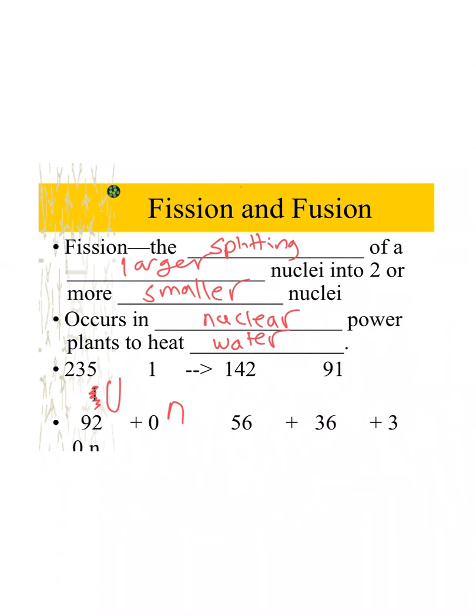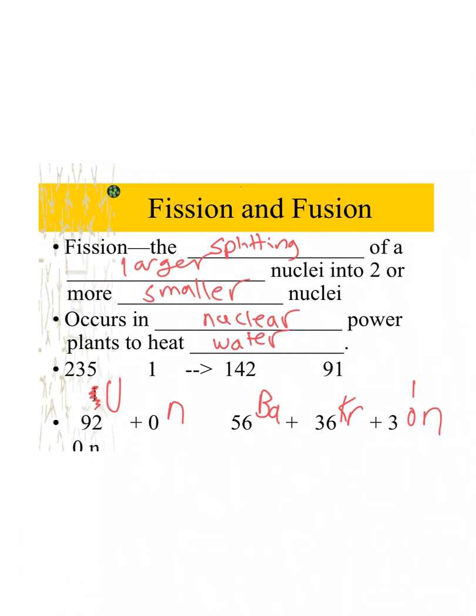When I split it, my first one is 142 over 56. You should have looked up what element 56 is, and that's barium. Again, use the bottom numbers. This is barium-142. Your next one is 91 over 36. 36 is Kr. We also see here that you get 3 more neutrons, so 3 1 over 0 N.